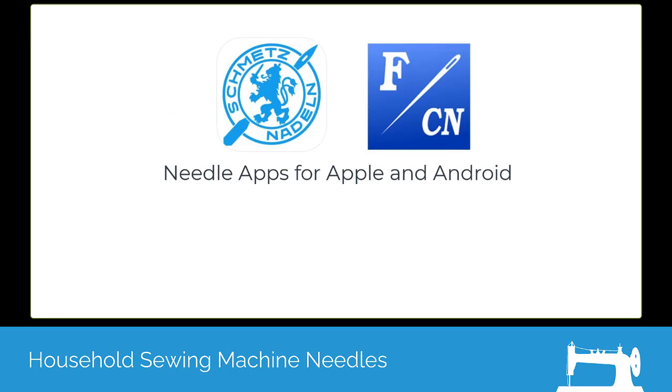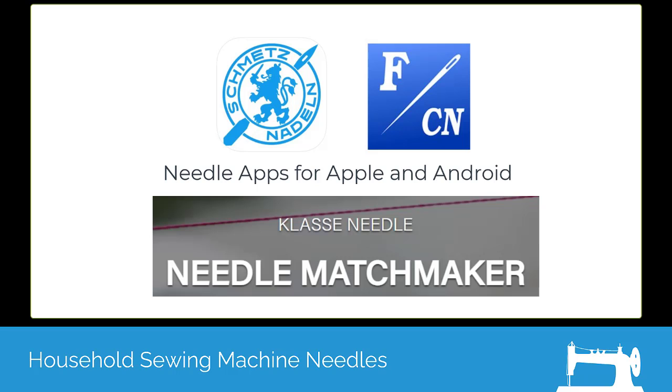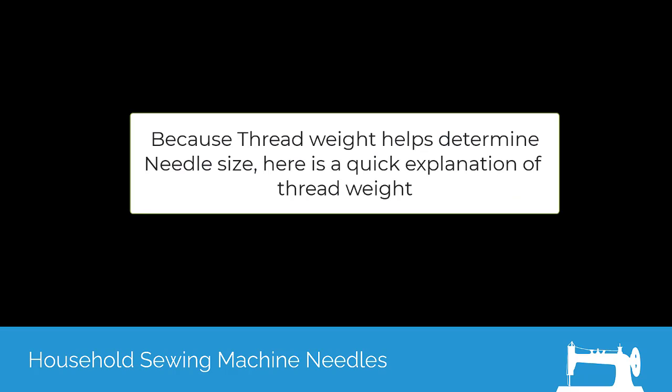If you would like a quick way to know which needle to use, there are a couple of apps that can help you with that. There's also a web-based program. Schmetz and Floriani both have needle apps, and they're both for Apple and Android devices. And then also on the Class A needle site, they have a great item that's called a needle matchmaker. You need to have access to the internet to be able to use that because it is web-based, but it's great. You put in your project type, the fabric type, the thread type, and the thread weight, and it will then tell you which needle you should be using. It's really quite handy.